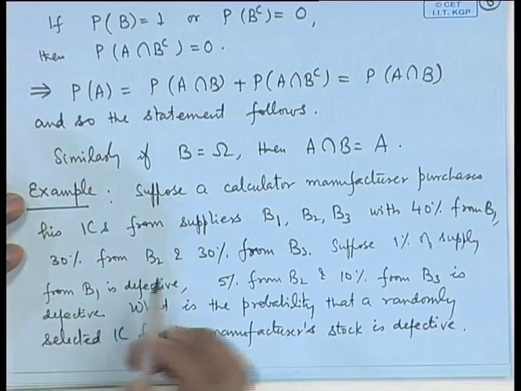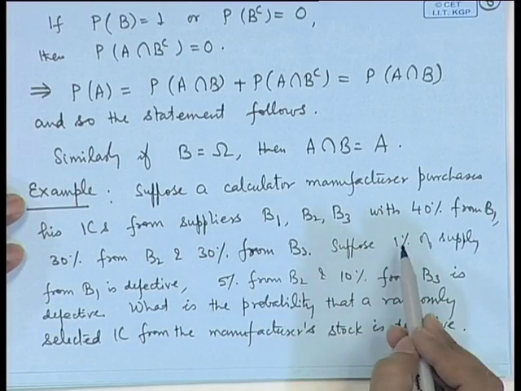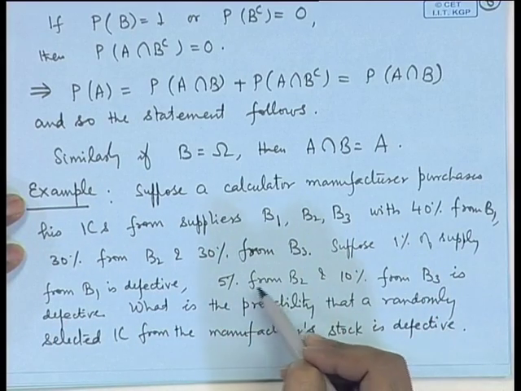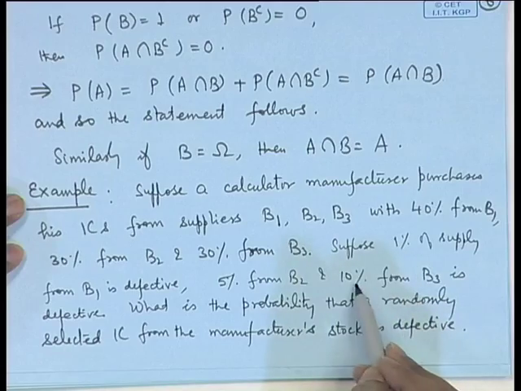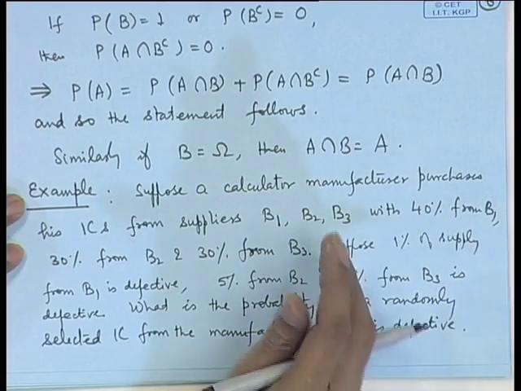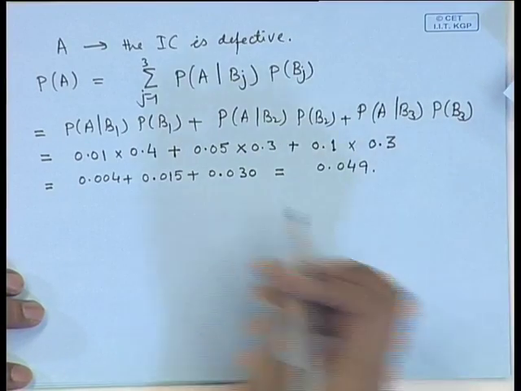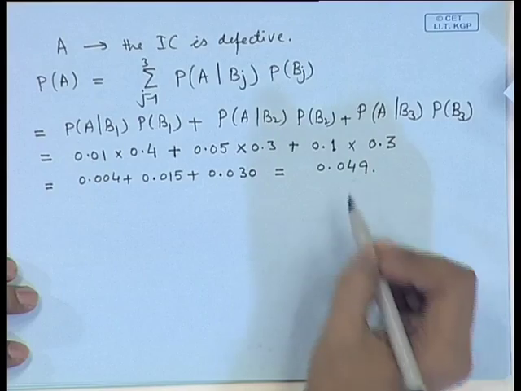Although individually if we see from the first supplier only 1%, from second supplier 5% and from the third supplier it is 10%. But since the procurement is mixed with the different percentages getting supplied from different suppliers, therefore, the actual probability turns out to be 0.049.